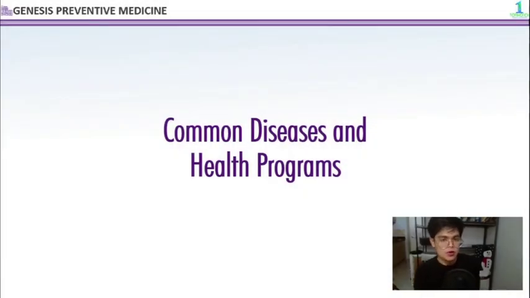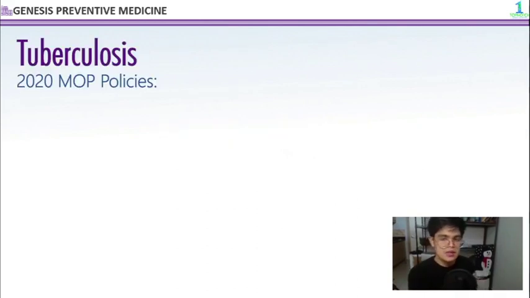So next, we move on to common diseases and health programs. After the very rigorous discussion on research and biostatistics, we now move on to the more in-depth clinical discussion on some common diseases, namely TB, rabies, dengue, and some high-yield concepts on each. Okay, so let's start with TB.